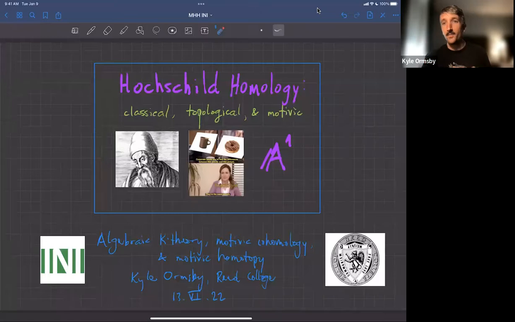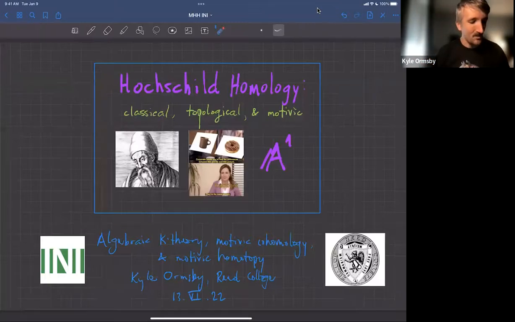And today I am happy to tell you about a project on Motivic Hochschild homology. Here you can see that I'm going to reference the classical Hochschild homology, topological, and then motivic. If anyone has any idea what kind of graphic you can use to evoke motivic, email me your graphic because I'm stumped, but A1 will have to do for now.